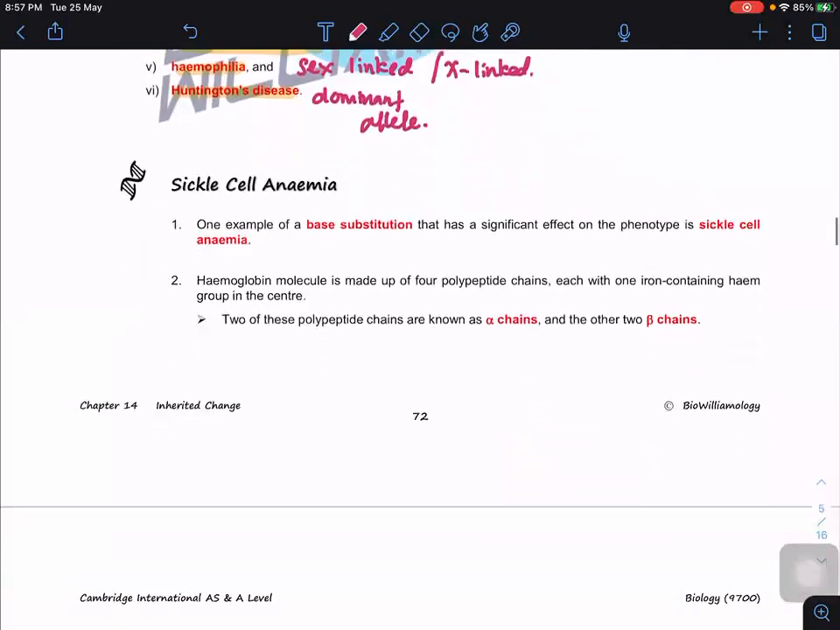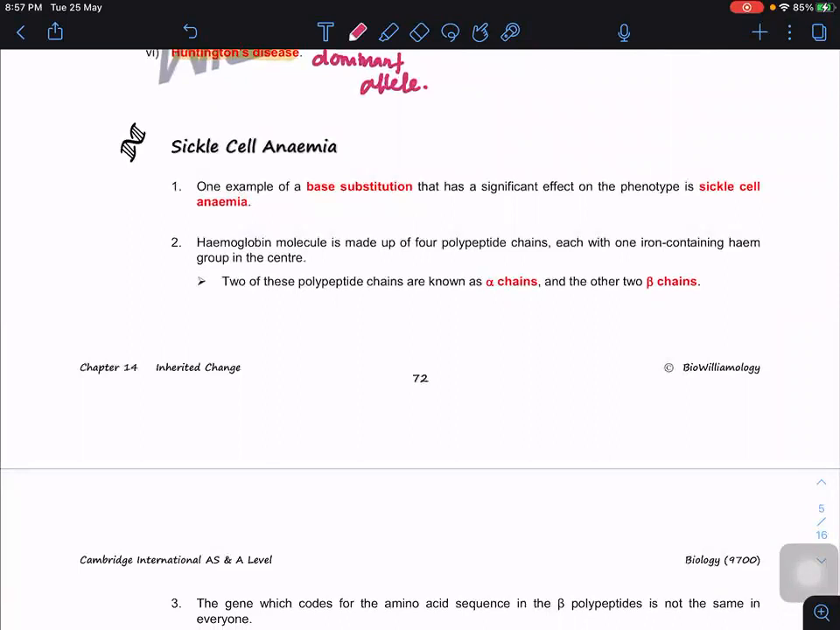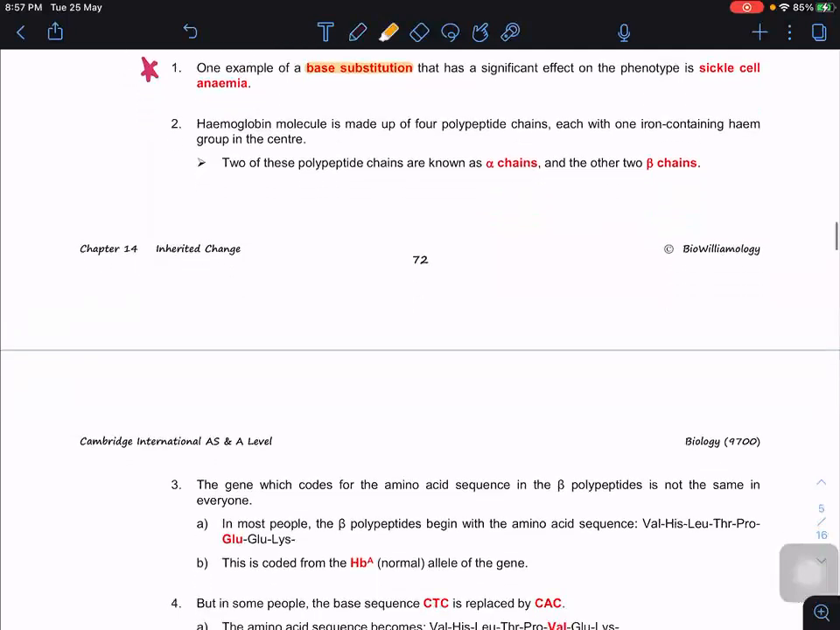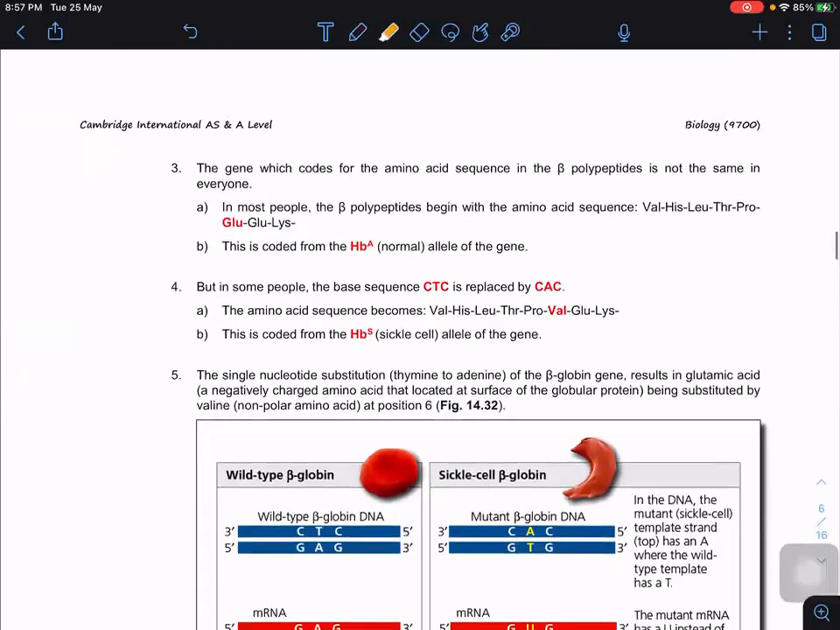So we start with the first one, sickle cell anemia. Because of base substitutions, this one you have to know, because questions always ask what the main cause of sickle cell anemia is. It is because of base substitutions, where the change is at the beta polypeptide.